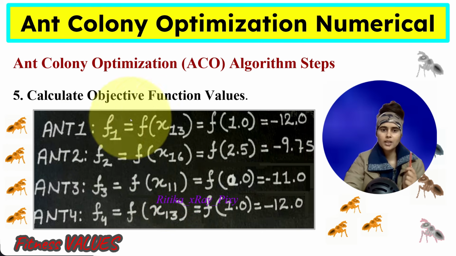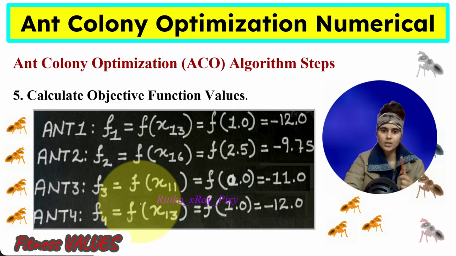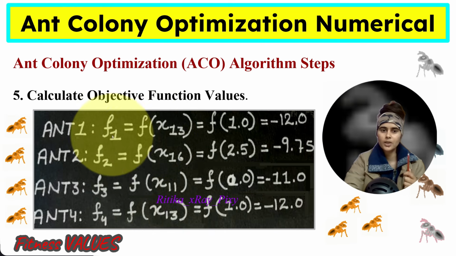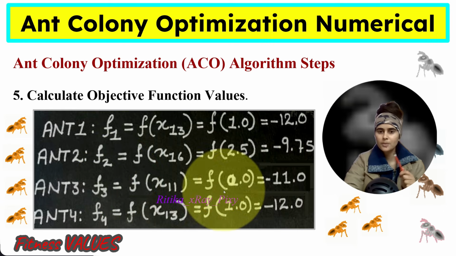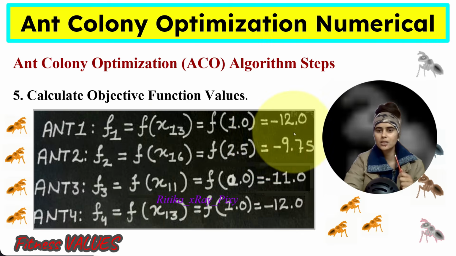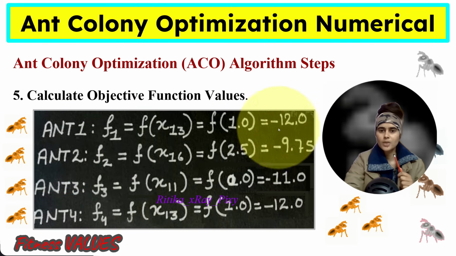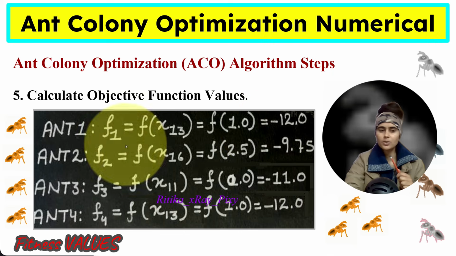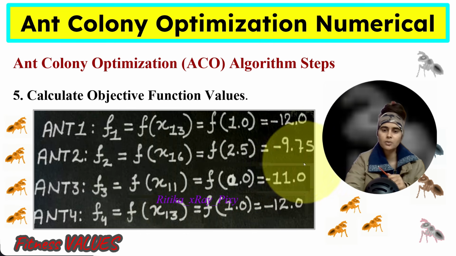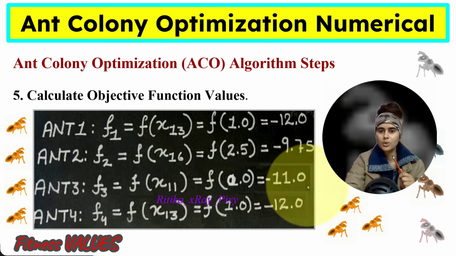Now we will calculate the objective function value for each ant using the objective function. In that objective function, put all the values here. For ant 1 we have 1.0, for ant 2 2.5, for ant 3 0.0, and for ant 4 it is 1.0. Put in all the values and you can see the objective function values. For the first ant we got minus 12.0, for the second ant minus 9.75, for the third ant minus 11.0, and for the fourth ant minus 12.0.